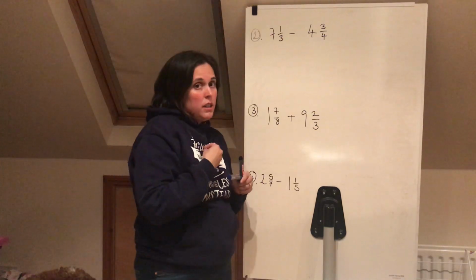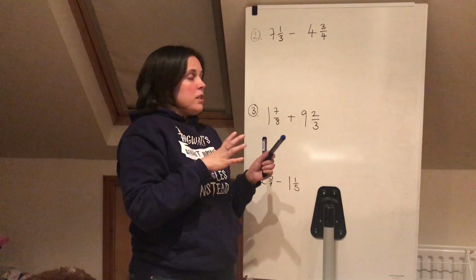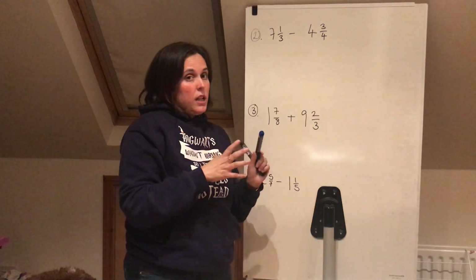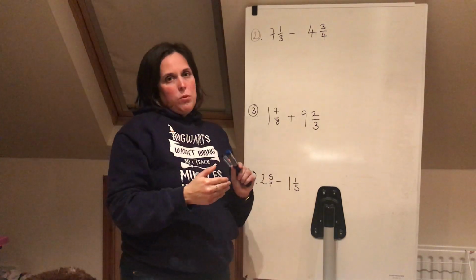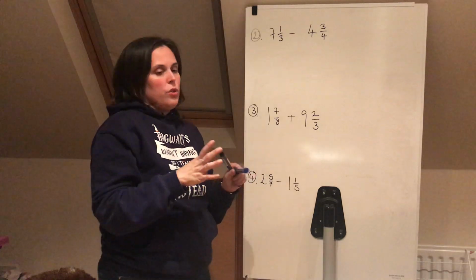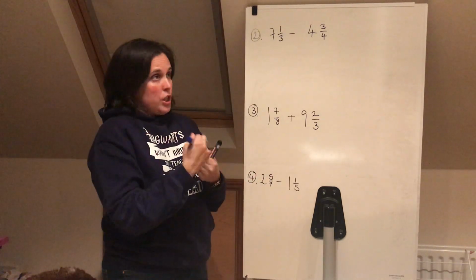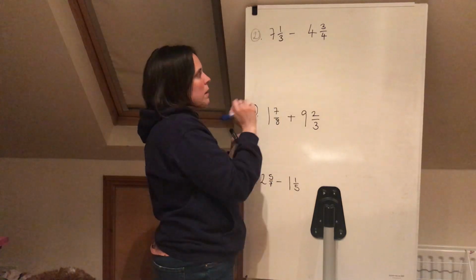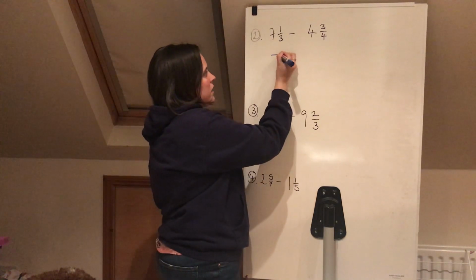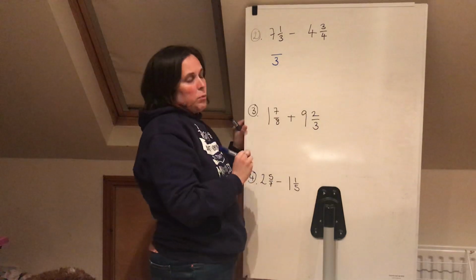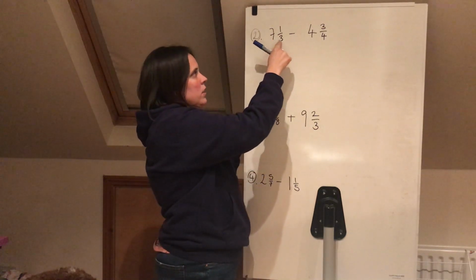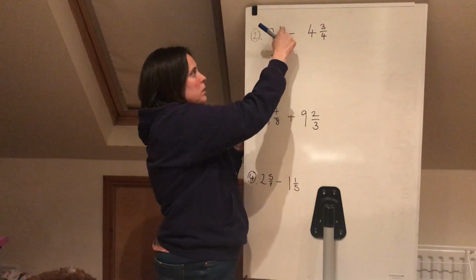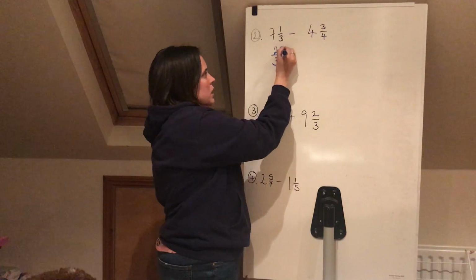So I would personally recommend, particularly with subtraction, if you're not sure if that's going to happen, you can convert it into a top heavy fraction and then do your sum. So that's what we're going to do with this one. So we're going to use method 2, okay? So top heavy fraction, we need to change that into a certain number of thirds. So remember, 7 times 3 is 21, plus the 1 on top, 22.